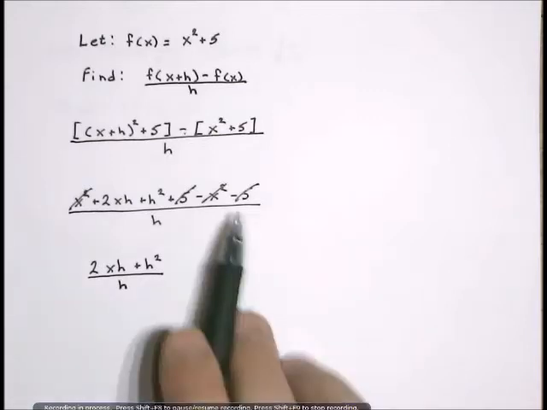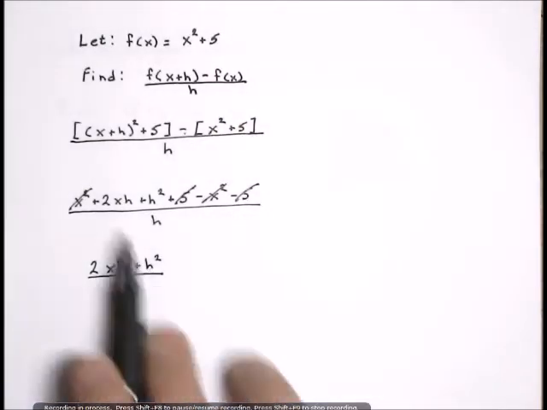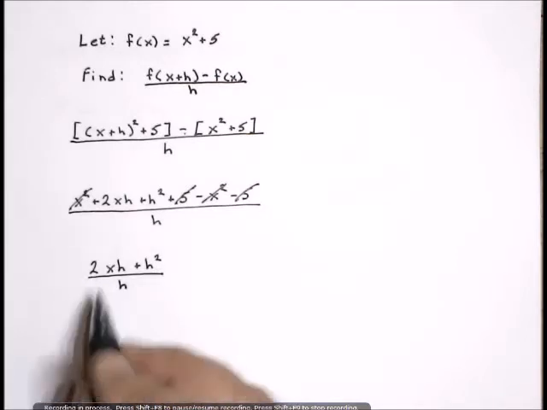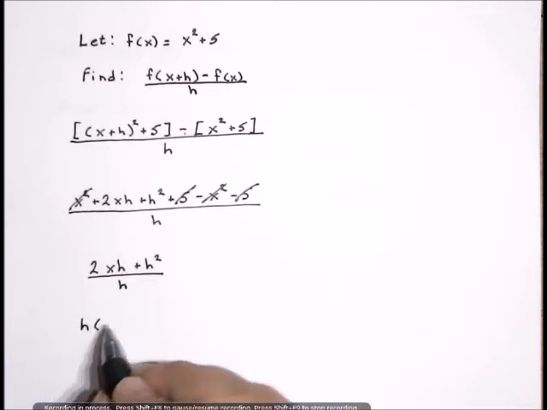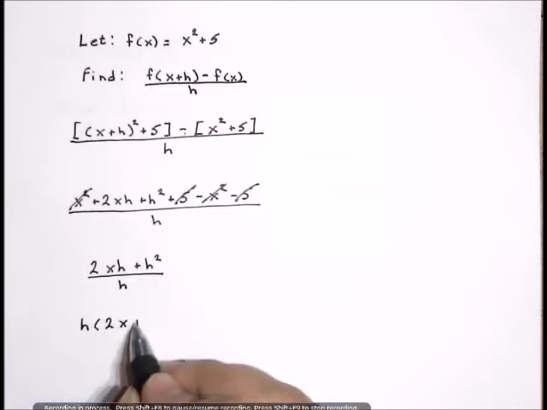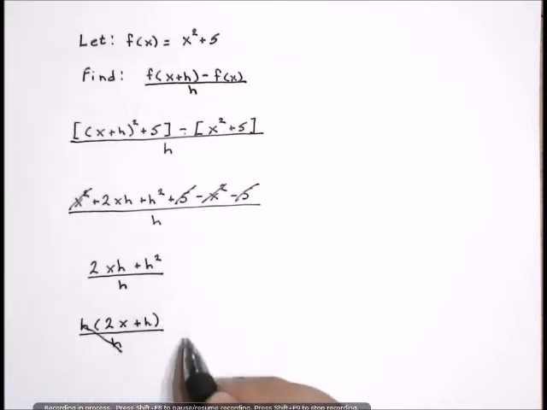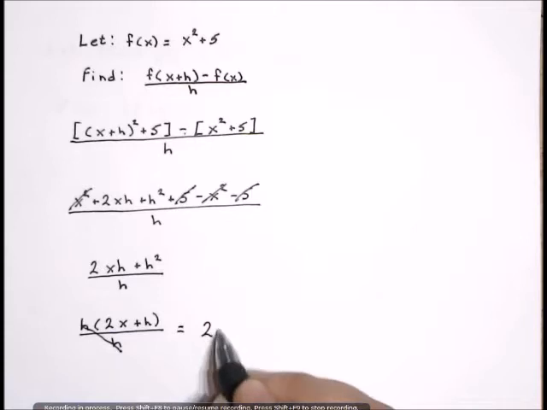And again, you know you've done it right when every term without an h in it cancels out. Now I need to simplify this some more, so I'm going to divide an h out of the numerator. And that will let me cancel these two h's, which just leaves me with 2x plus h.